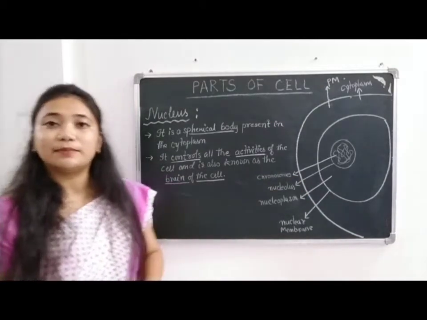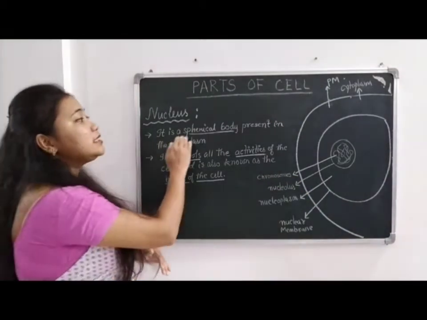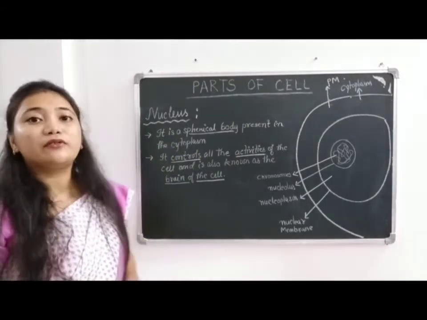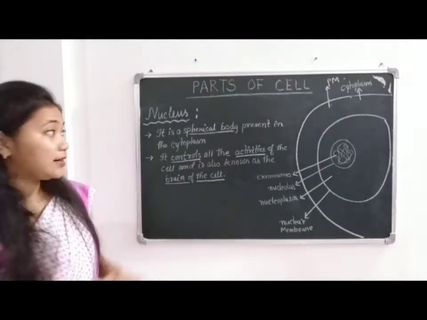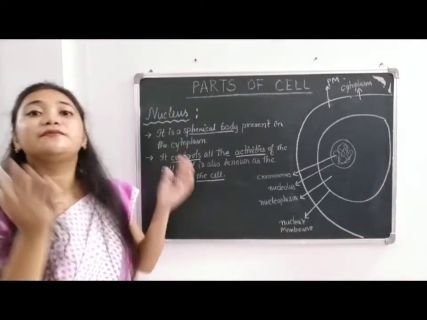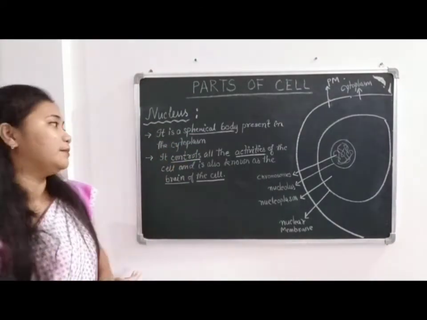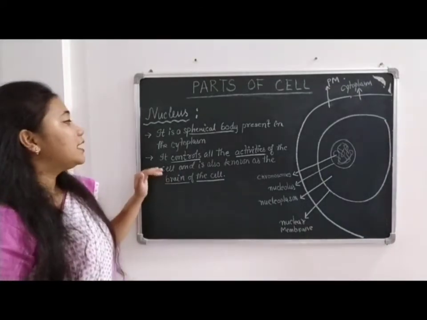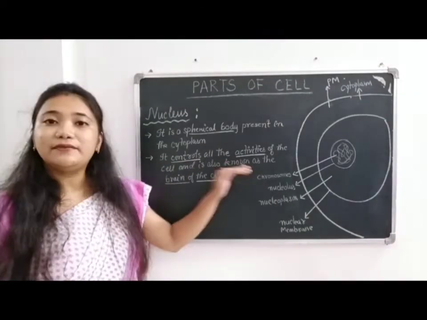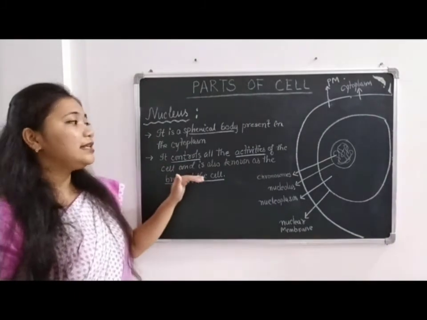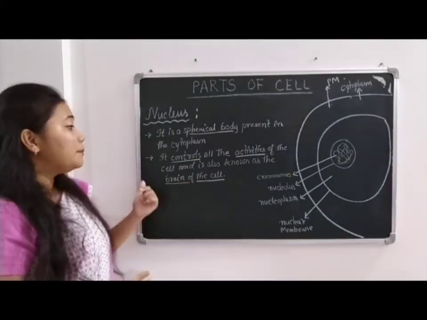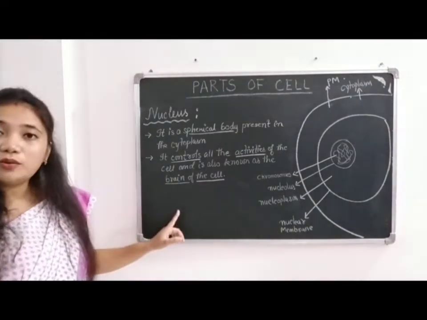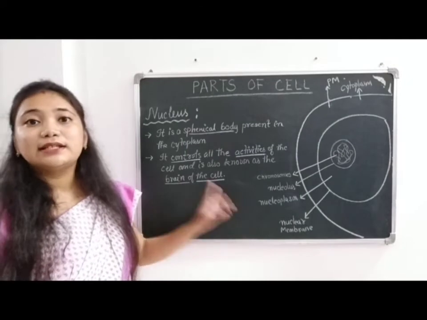Now let us discuss the nucleus. It is a spherical body present in the cytoplasm. This much we have already seen in the introduction part, that it is spherical, round in shape, and present in the cytoplasm. Next, it controls all the activities of the cell and is also known as the brain of the cell. You will remember the term: it is also known as the brain of the cell.